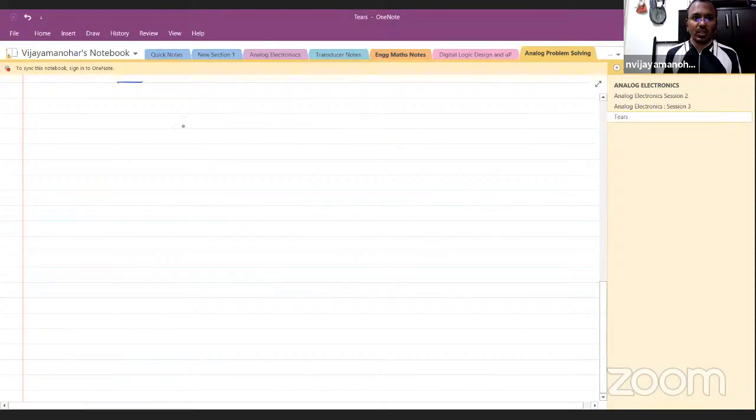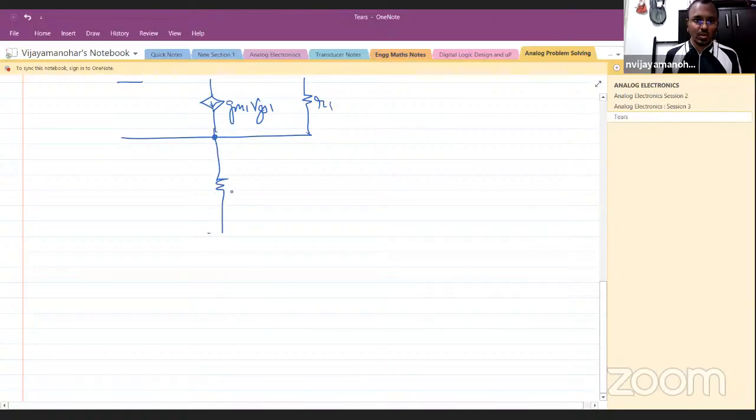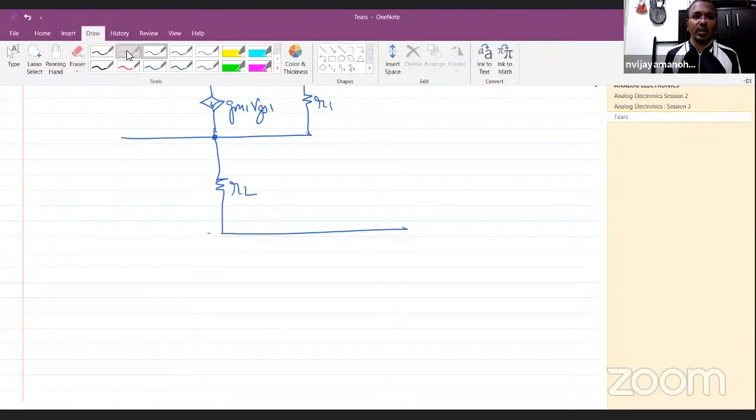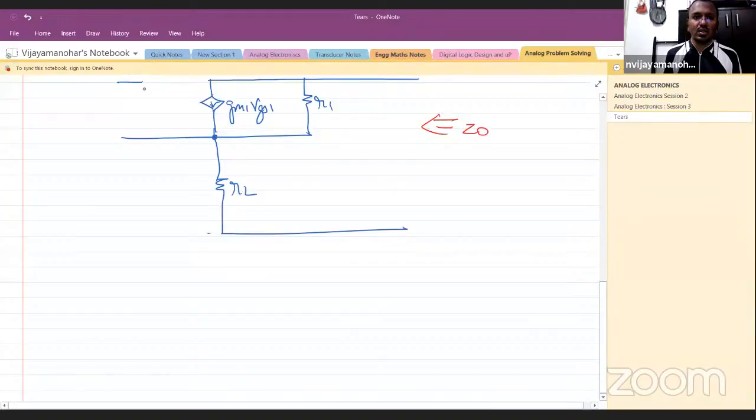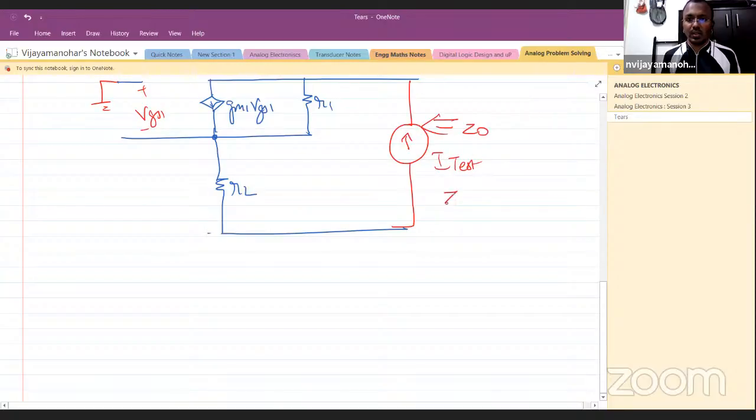So effectively the circuit looks like this. Let me redraw that. GM1, VGS1, R1, R2. Now this is where I need to find the impedance, Z0, and this is your VGS1. This is grounded. So I am going to put an independent current source. And Z0 equals V developed divided by I test.